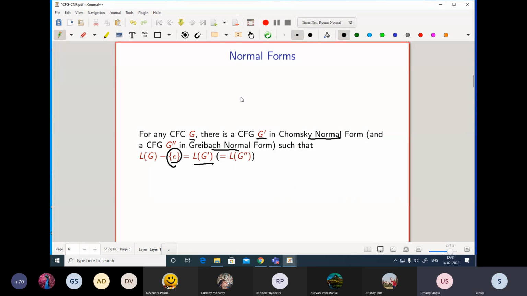Okay, so you consider L of G minus epsilon. This particular language can be generated by a grammar G dash with some production rules in Chomsky normal form, and similarly by some grammar G double dash with some production rules in Greibach normal form. So can somebody tell me, if I have to get L of G itself, what is the extra thing that I have to do? For L of G minus epsilon, I have some normal form. What is the extra thing that I have to do in order to generate epsilon?